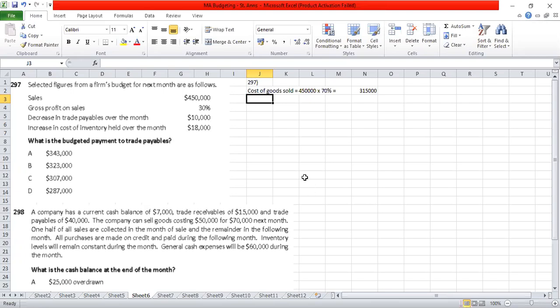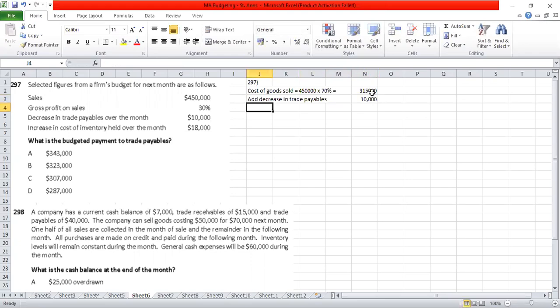So we have to add. This is the cost which is incurred to meet all the other things, like they have paid for material, wages. There are so many things. So the payment for cost of goods sold is 315,000, plus add the decrease in trade payables, so that would be 10,000.